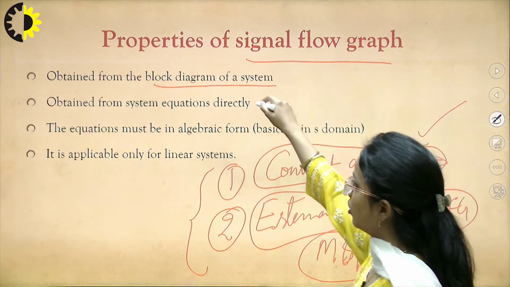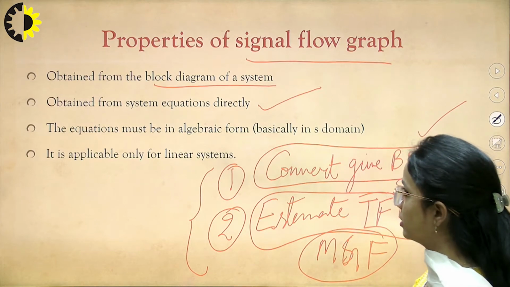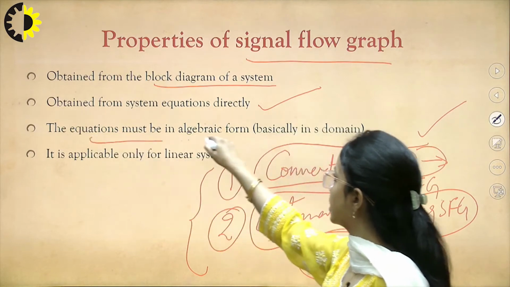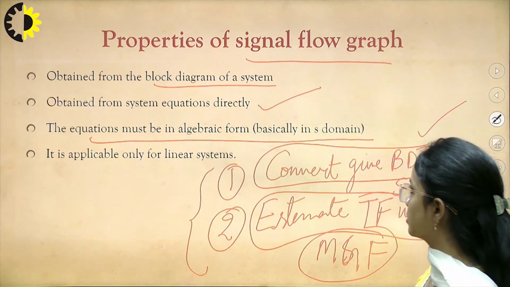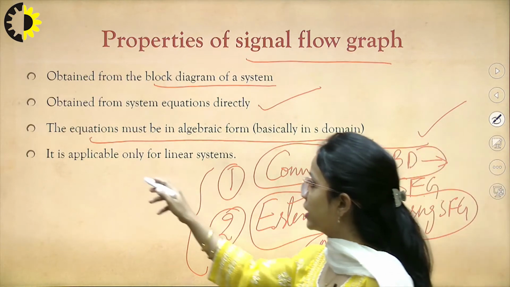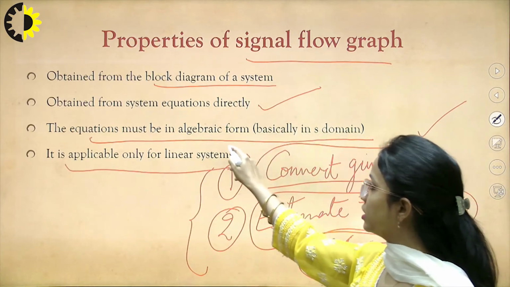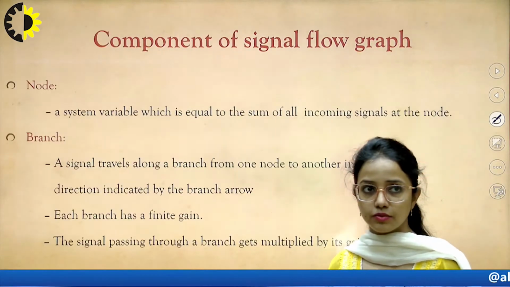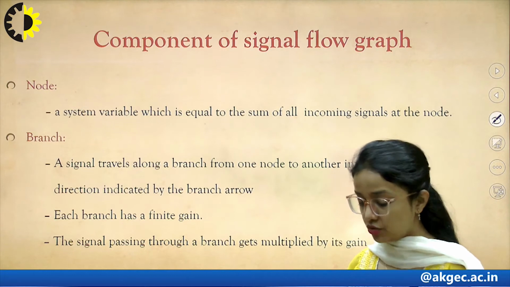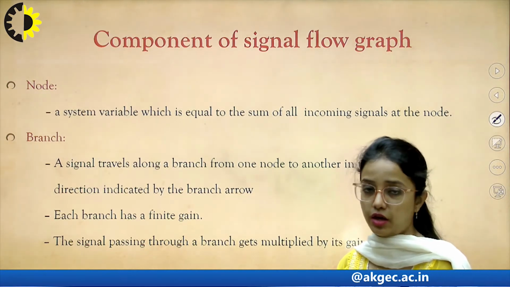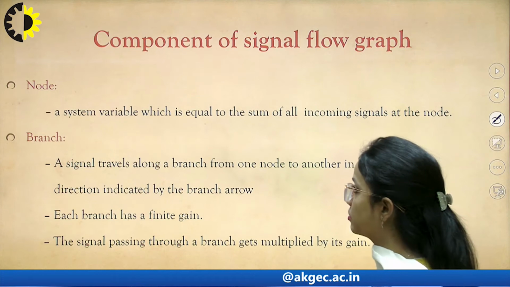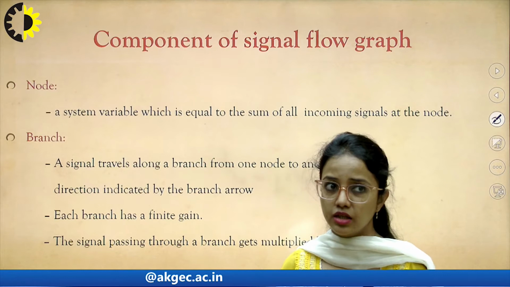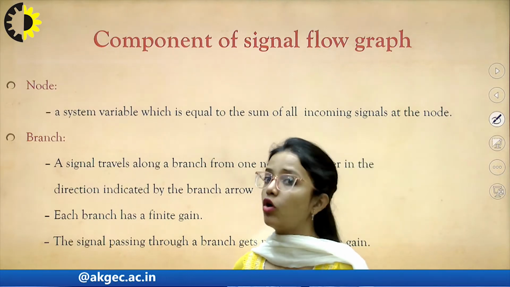The transfer function is obtained from system equations. The equations must be algebraic, that is basically in S domain. It is applicable only to linear systems. So that is the limitation here, applicable only to the linear systems. So now we are gradually switching on to a typical signal flow graph. So we will see a block diagram and we will try to convert it into a signal flow graph, but before that we have to study what all components a signal flow graph will have.